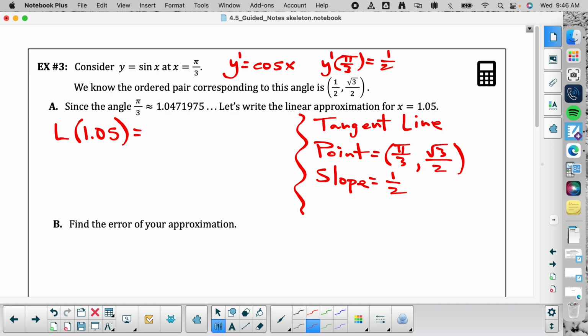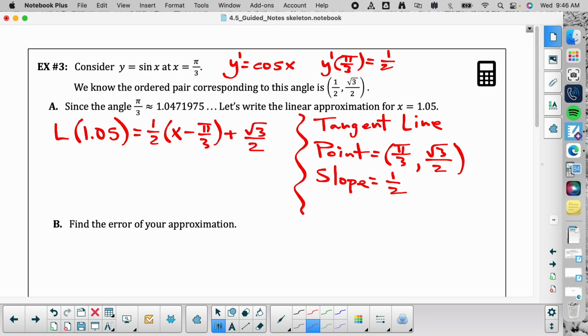Now, I don't usually write point slope form like this, but I know some of you do, like the way you write it on tests and things. Point slope form is slope times x minus x1. x1 would be pi thirds, plus y1. Rather than have y1 on the left-hand side, this is everything together. So square root of 3 over 2.